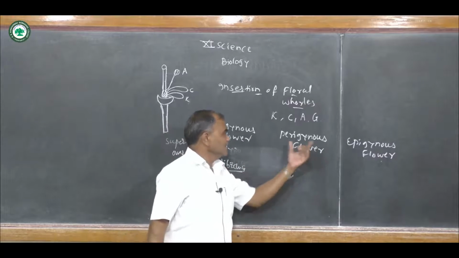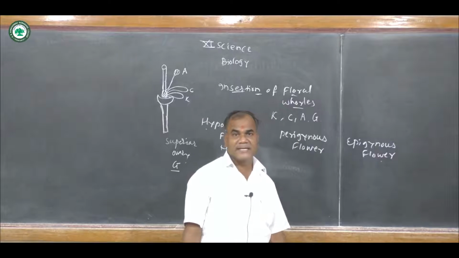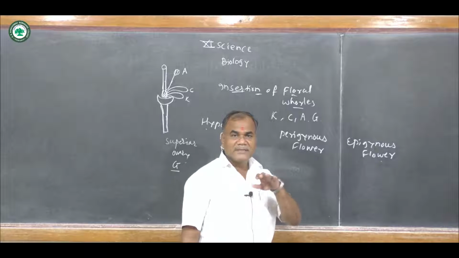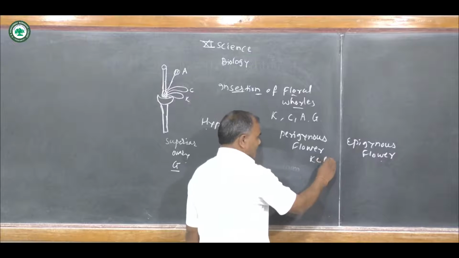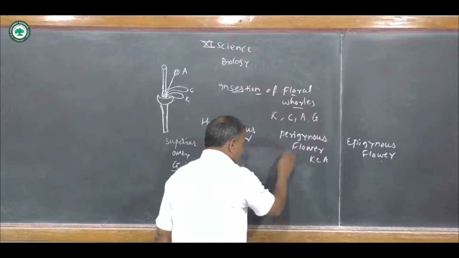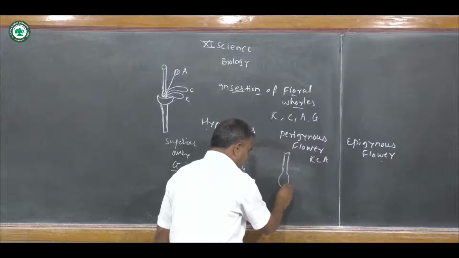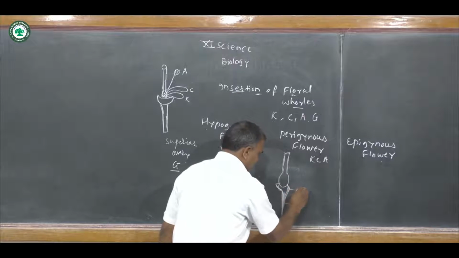Then we see the next point, the insertion of the floral whorl. This is the perigynous. What is meant by peri? Peri means half. Where half? The remaining floral whorls, the calyx, corolla and androecium, arise at the middle of the ovary. These are the lower portion, the thalamus, having the pedicel or peduncle.